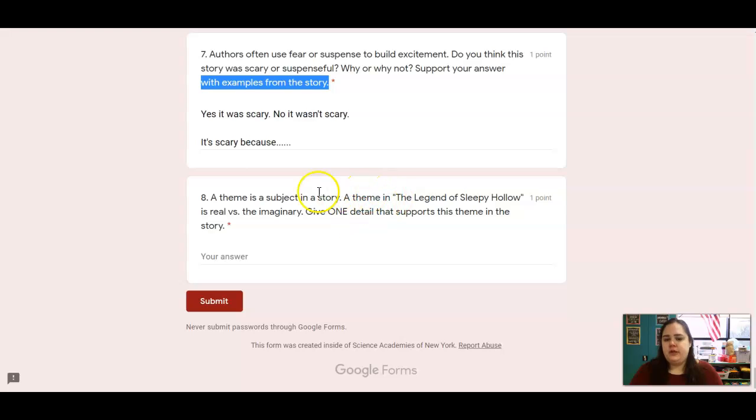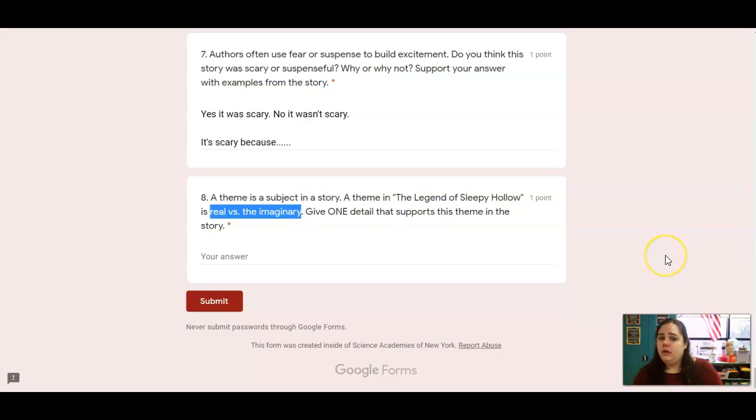And your last reading question, I want you to think about the theme, which in this story, one of the themes is real versus the imaginary. And I want you to think of one detail from the text that supports this theme. So when in the story were they referring to something real against something imaginary?